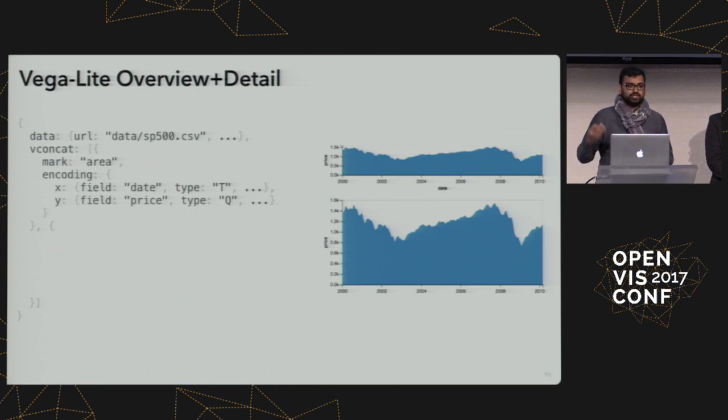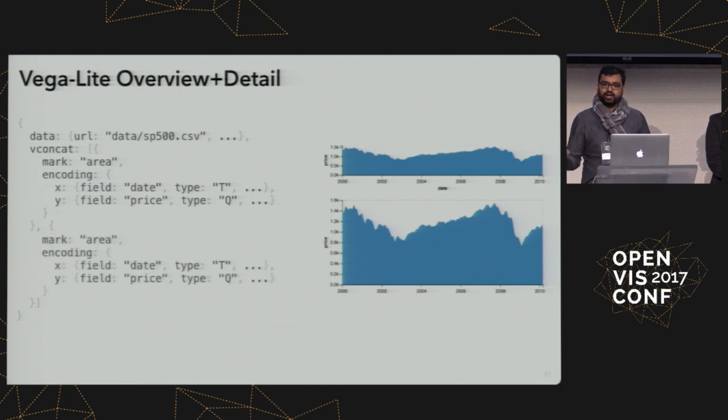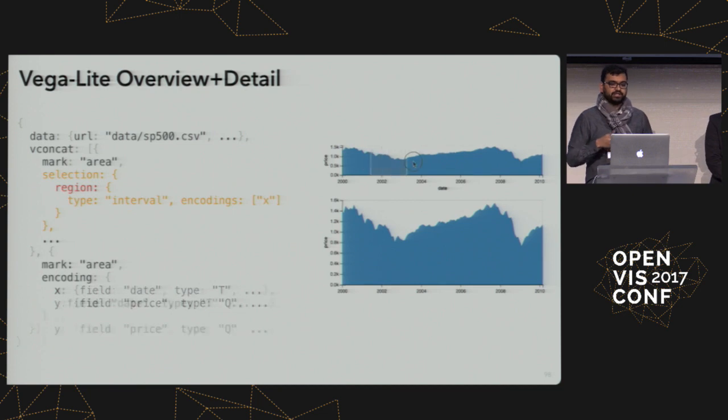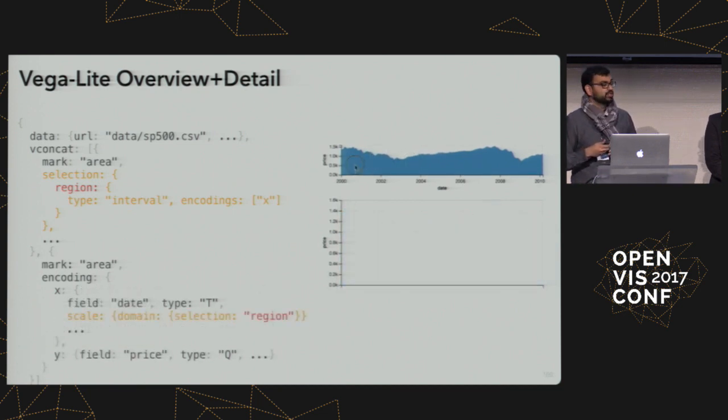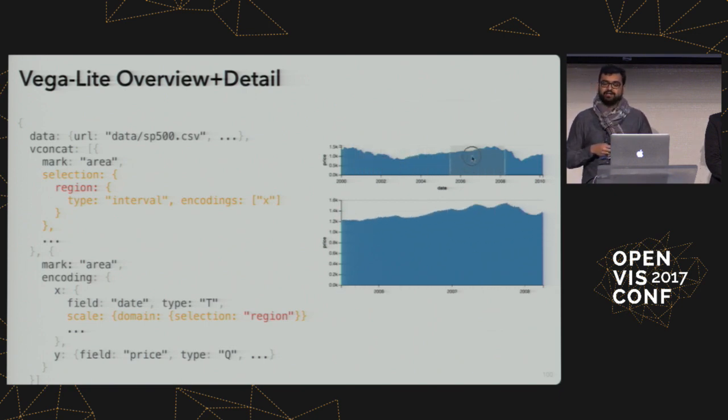quite naturally. So here, for example, I can start setting up what an overview plus detail or focus plus context interaction might look like. I've got an area chart, and I concatenate it with another area chart. And then in that top chart, I add an interval selection to give me a brush mark. And then in the bottom, I use that brush to drive that detail interaction.